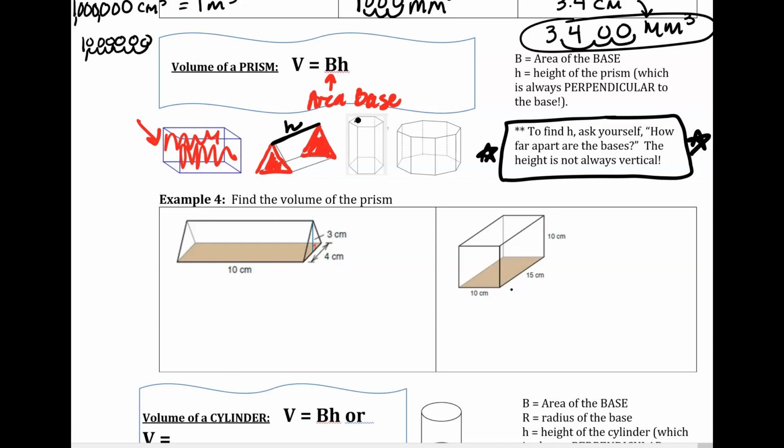So in the second example, the bases would be here and here. So the height would be how tall it is, and same thing with this. You have a base on the top, base on the bottom. The height is going to be this distance.